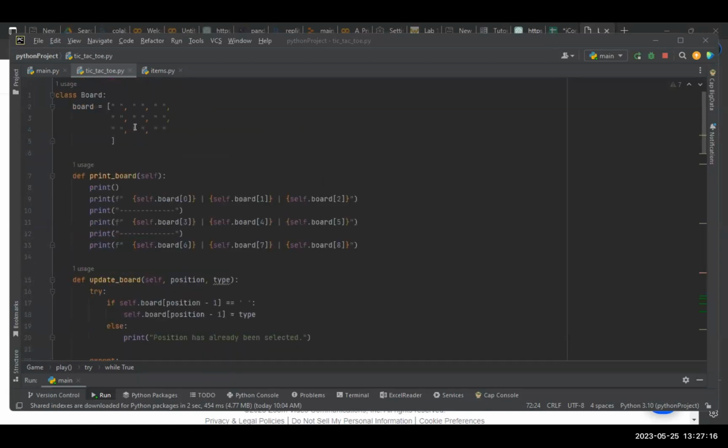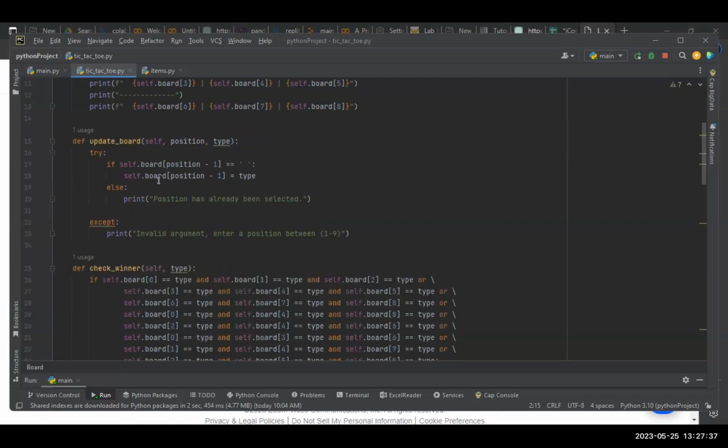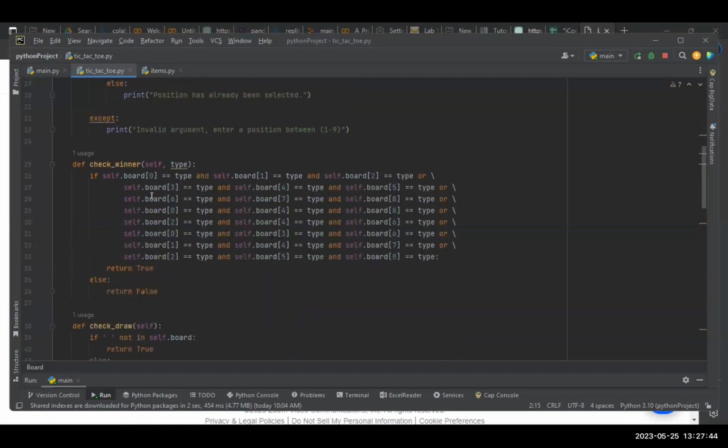So in the board class, I created an array of empty elements which would represent the spaces where players can enter characters. And then I also created a function for printing the board every time a player enters their position. And I also created a function for updating the board when a player enters their position to play in. Then I created a function to check the winner of the game.